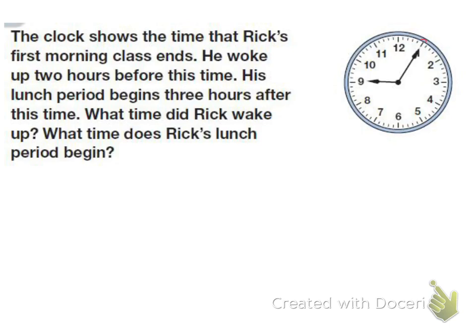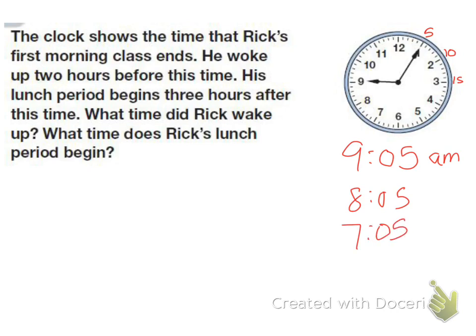So this clock is showing 5 minutes after the 9th hour. Because remember, each of these numbers is 5 minutes. Okay, so this is showing 9:05. Now, since it's in the morning, we know this is 9:05 a.m. because a.m. means in the morning. To find the time 2 hours earlier, I count back 2 hours. So that would be 9:05, we go to 8:05, and then 7:05. So he woke up at 7:05 a.m.